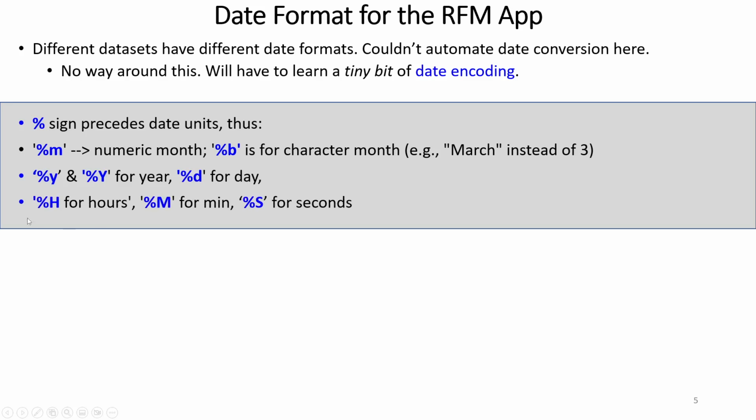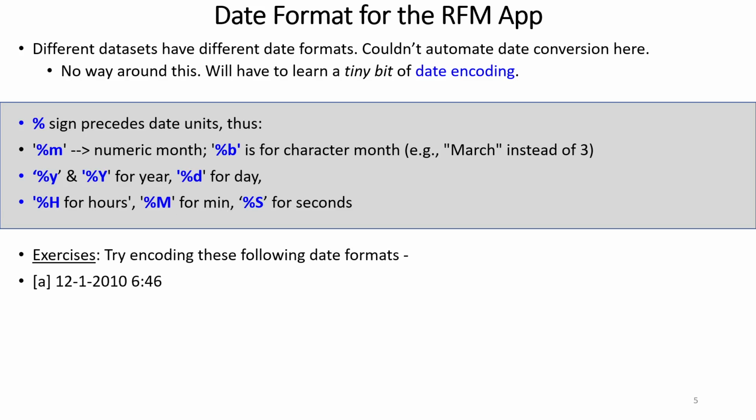And sometimes there is a timestamp also, so you might have percentage H, percentage capital M, percentage S for hours, minutes, and seconds respectively. Try encoding these date formats. Now this is 12th of December, 1st of December 2010. So this one would be month, so I would put percentage M. Then there is a hyphen, so I'll put a hyphen. Then this is day, I'll put percentage D, hyphen, percentage capital Y, because this is a 4-digit year.